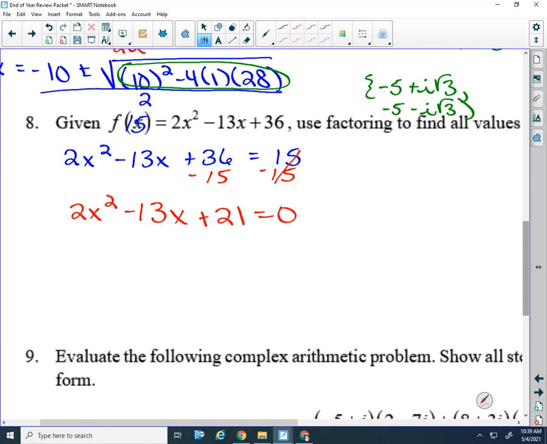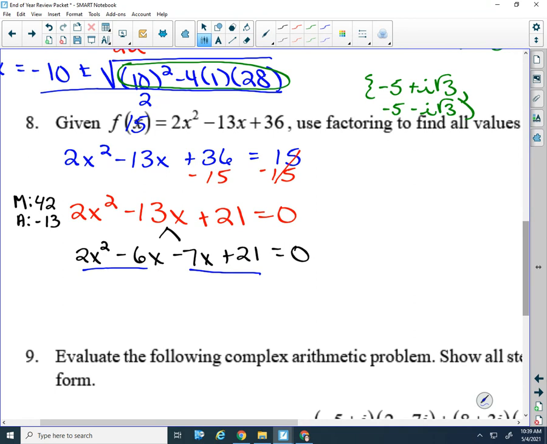This is a trinomial. If you're going to factor this, you need to do grouping. Now, if it just says find all values, you could use quadratic formula at this point. But since it says factoring, that means we want you to practice. So we're going to find two numbers that multiply to 42 and add to negative 13, which is negative 6 times negative 7. So I have 2x squared minus 6x minus 7x plus 21 equals 0.